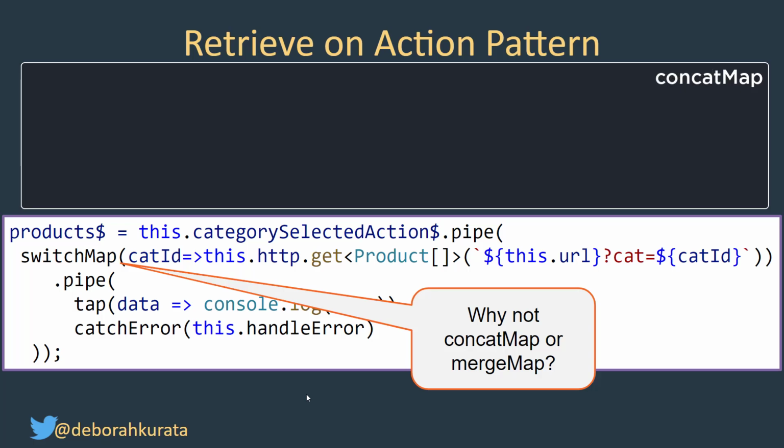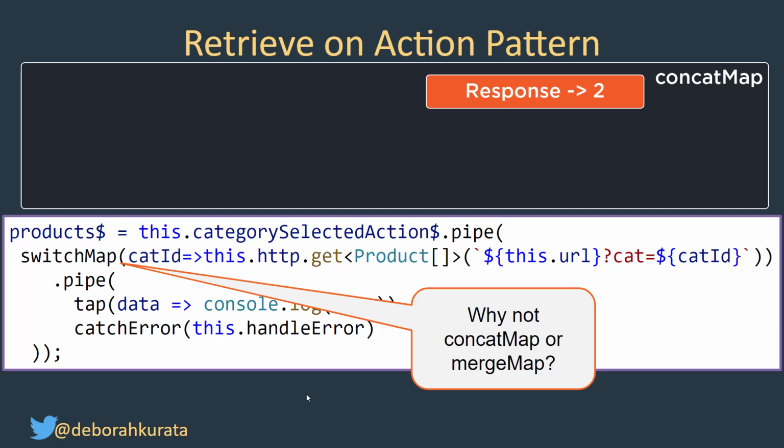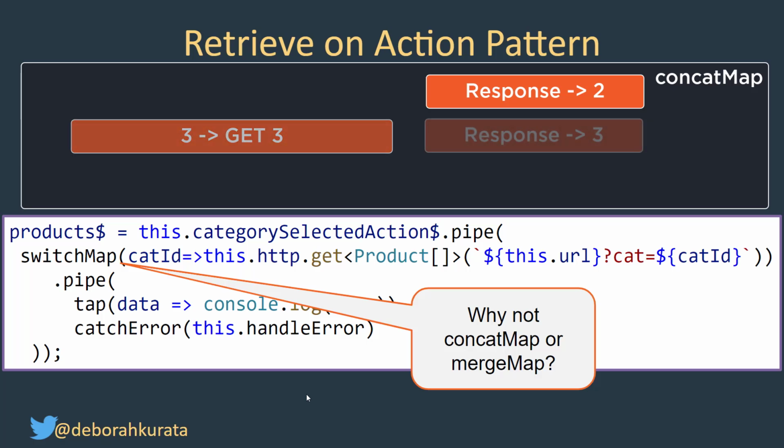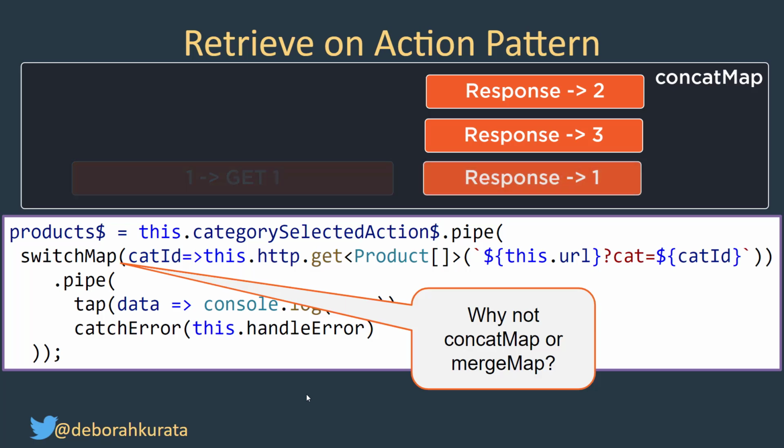If we use concatMap, if the user said 2, no 3, no 1, it would go get 2, wait for it to come back, then get 3, wait for it to come back, then get 1, and wait for it to come back. And depending upon your UI and the speed, it might be very confusing because the last thing they picked was 1 and they're getting 2, and a couple seconds later they'll see 3, and so on.